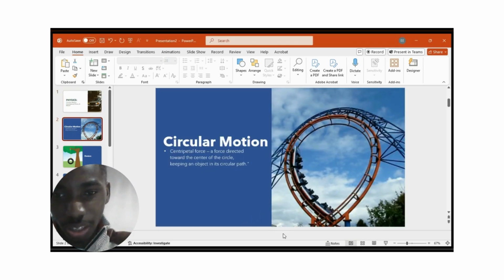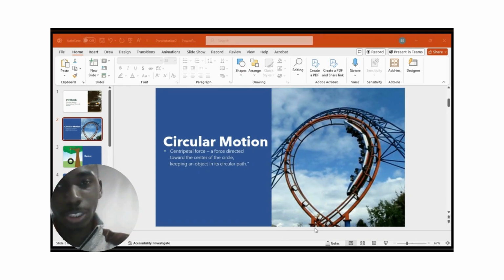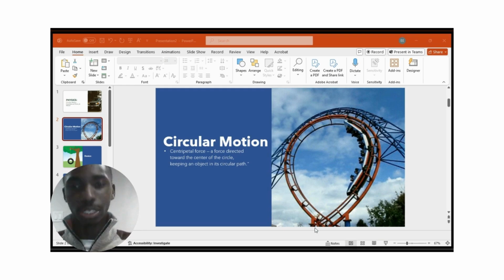Okay. So first off, we have circular motion. Now imagine you're on a roller coaster coming through a loop. Have you ever wondered why you feel like you're being pushed outward? Well, that's not magic. That's because of centripetal force. Now, if you don't know what that is, it is a force directed toward the center of the circle, keeping an object in a circular path. Now, at the top of the loop, the centripetal force is provided by a combination of gravity acting downward and the normal force from the track.